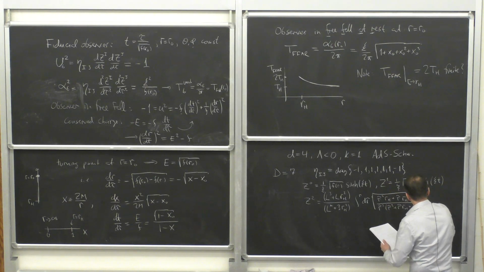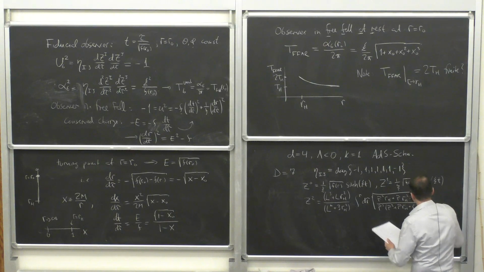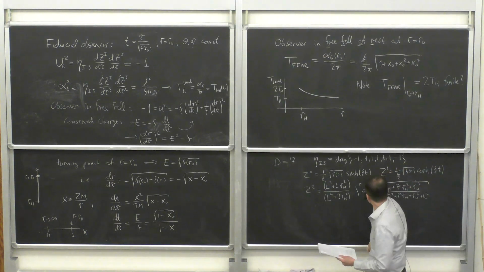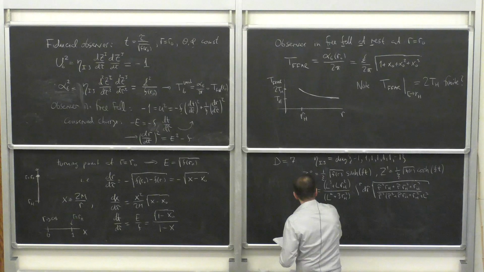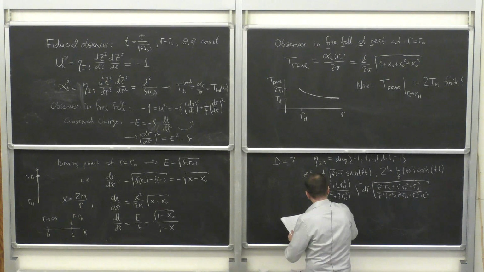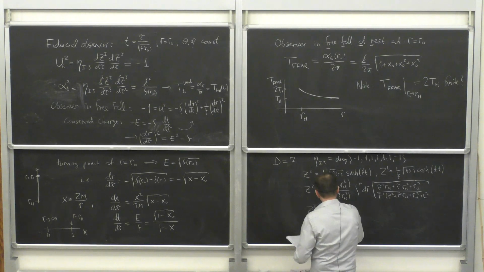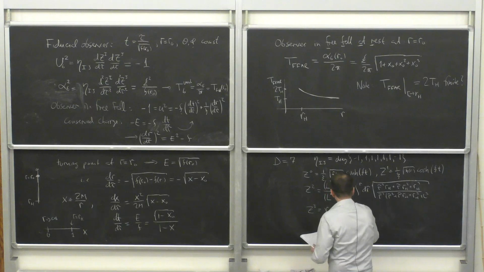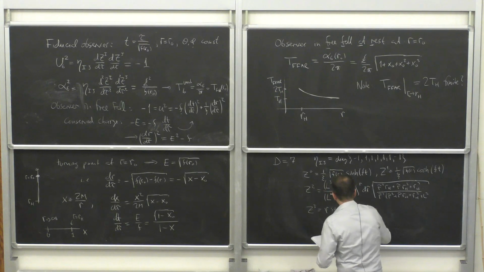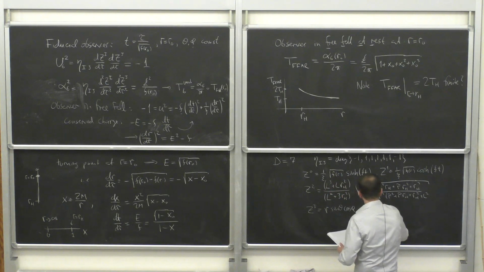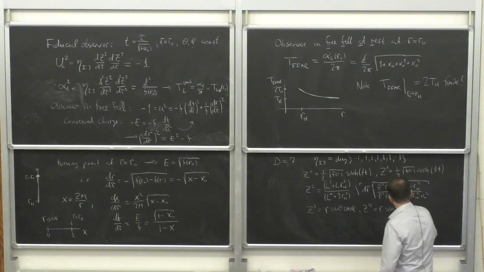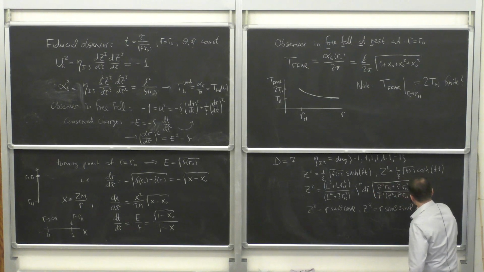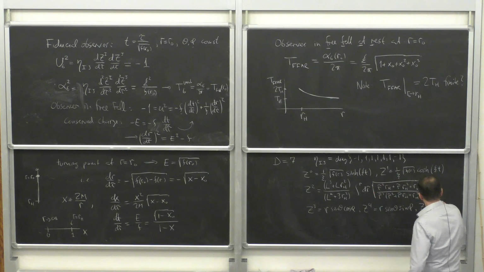RH squared plus L squared. So that's this guy. Z3 is R sine theta cos phi. Z4 is R sine theta sine phi. And Z5 is R cosine theta.